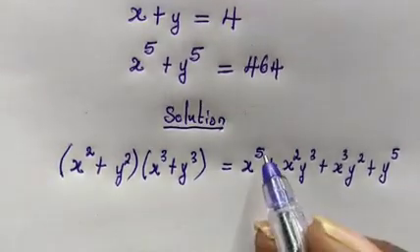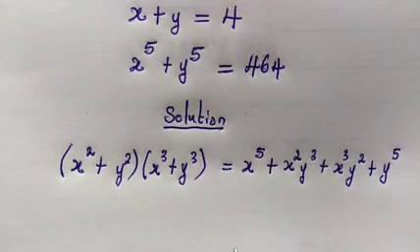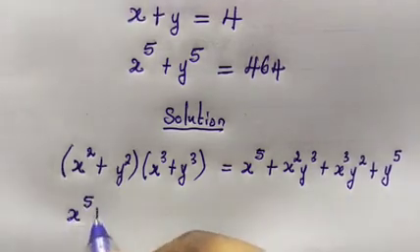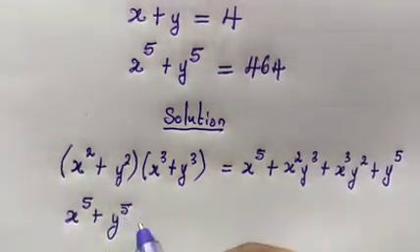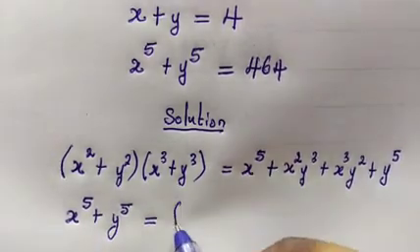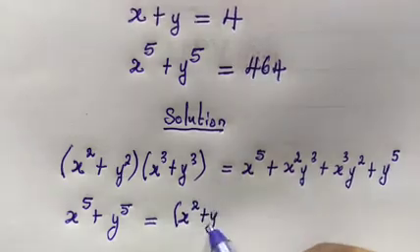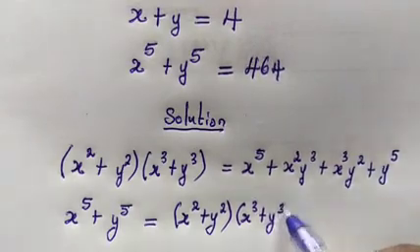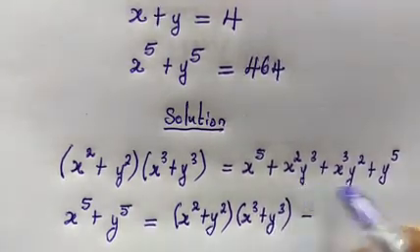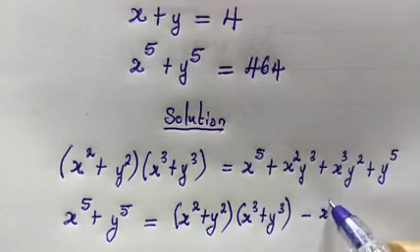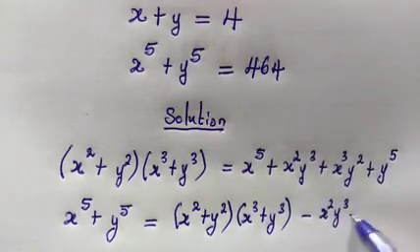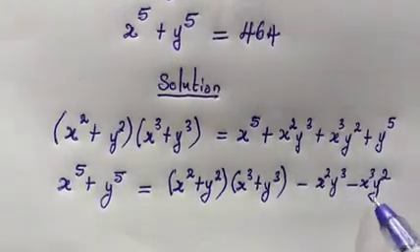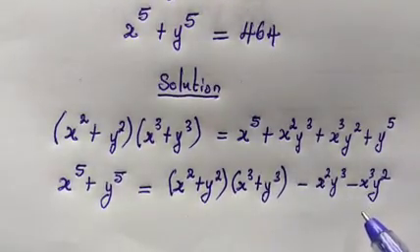We can make x to the power of 5 plus y to the power of 5 the subject by doing the following. x to the power of 5 plus y to the power of 5 is going to be equal to this expansion here, (x squared plus y squared) multiplied by (x cubed plus y cubed), then minus these two, right? That is x squared y cubed minus x cubed y squared. We're going to do something really cool here.